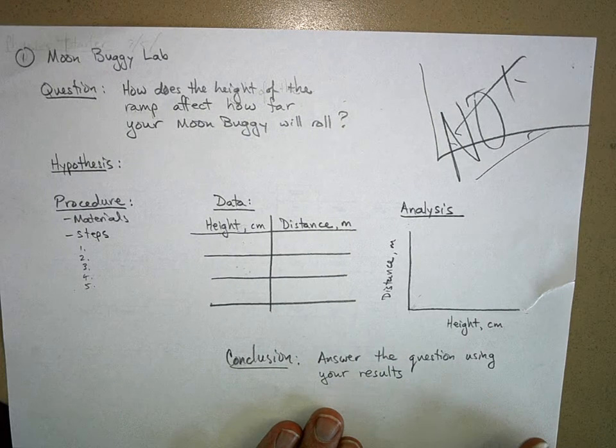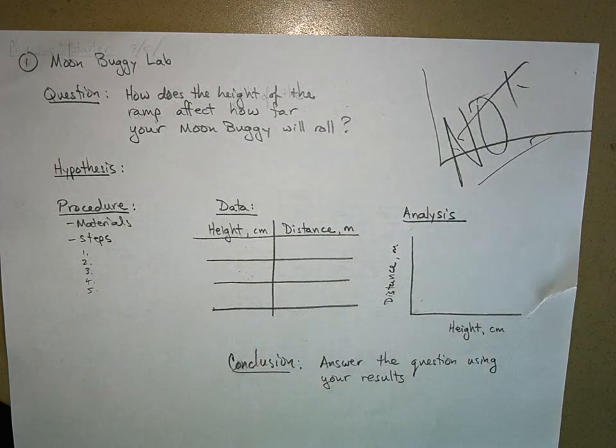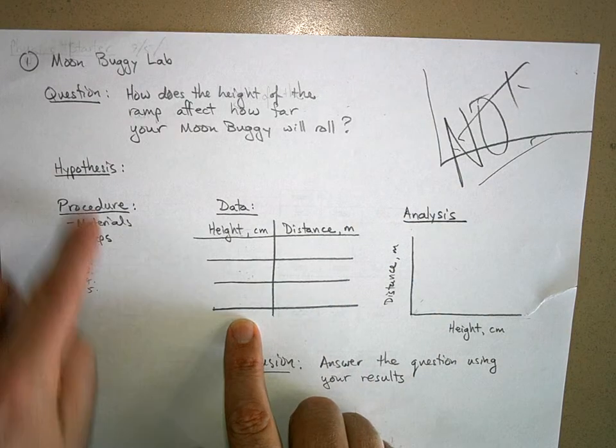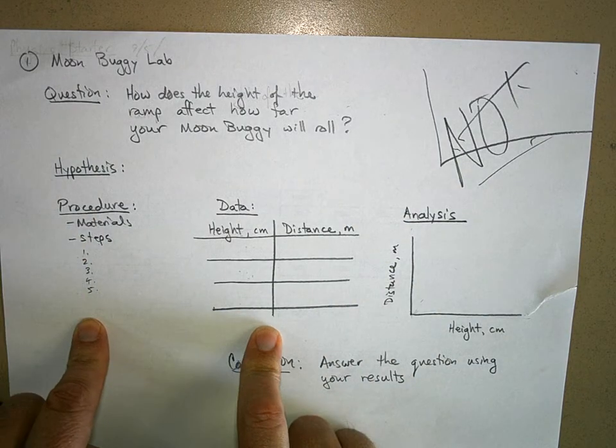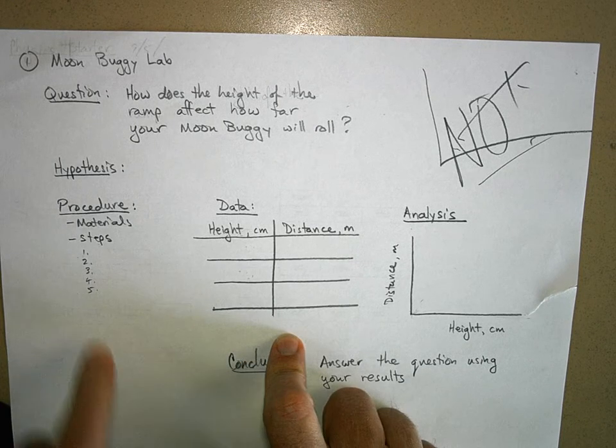So anyway, I will let you get to work writing your procedure and writing up your data table. And when this is done on your whiteboard, when you've written your procedure and your data table's ready on your whiteboard, let me know. You can go get your buggy car and start doing the experiment. Okay, go.